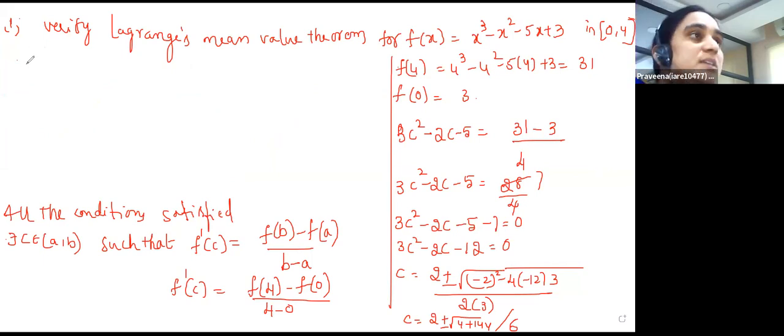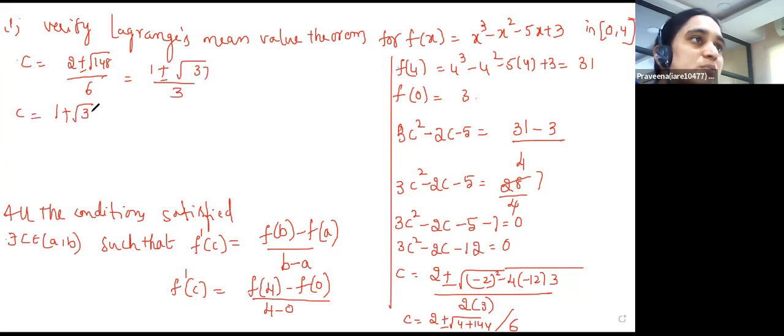Okay, from that, c is equal to, I will take common, that is 2 plus or minus root 148 by 6. From that take common and cancel it. This is root 1 plus or minus root 37 by 3. From that here we got two values. One is 1 plus root 37 by 3 and another one is 1 minus root 37 by 3.